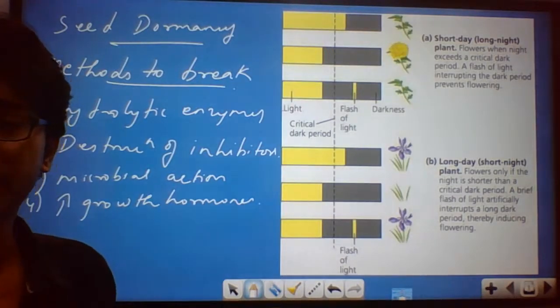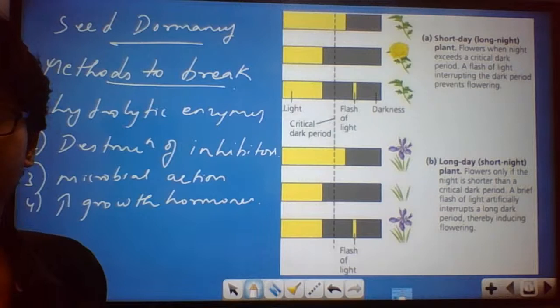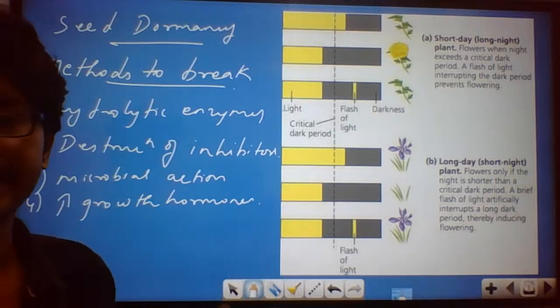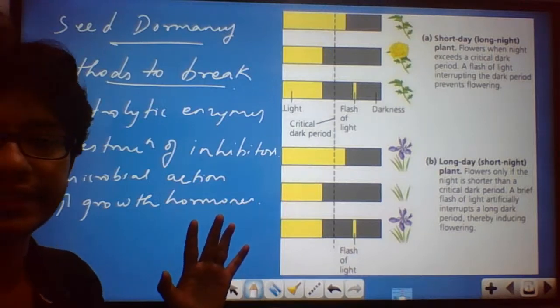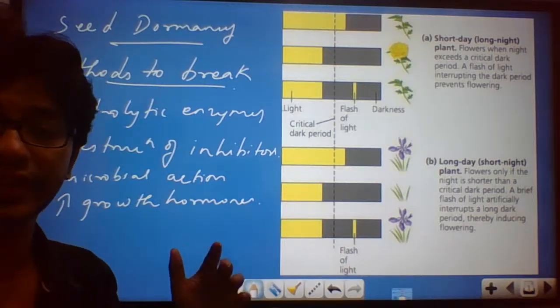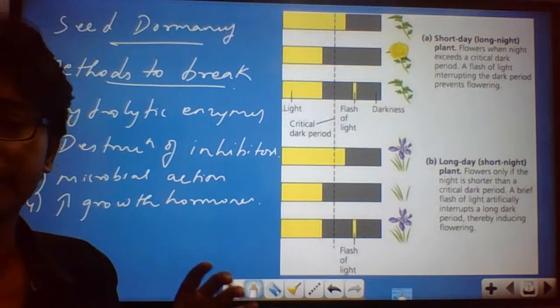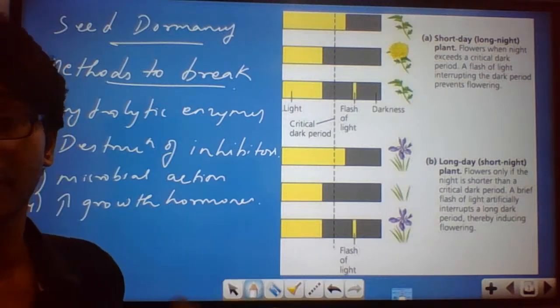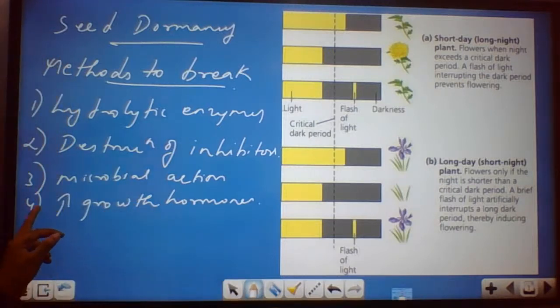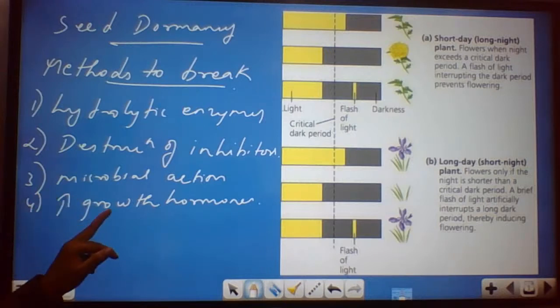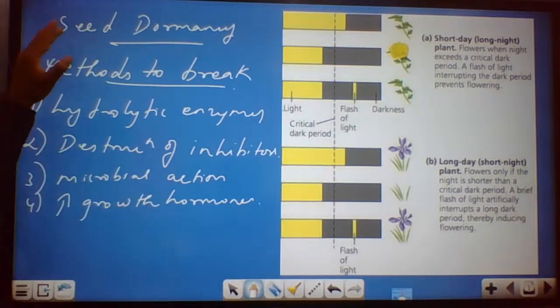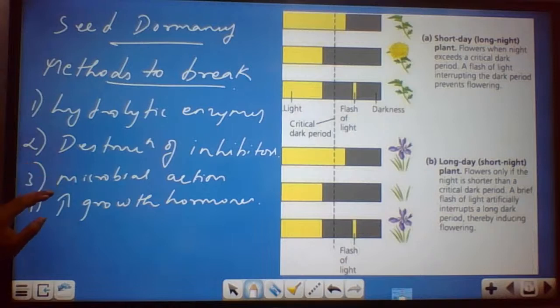Which hormone is responsible for seed dormancy? We discussed auxins, gibberellins, cytokinins, ethylene, abscisic acid, almost the five hormones. Hopefully you will recollect those things, right? Which hormone is responsible for the seed dormancy? In order to prevent that, we need to influence that growth factor so that seed dormancy can be prevented. And also, scarification and stratification.